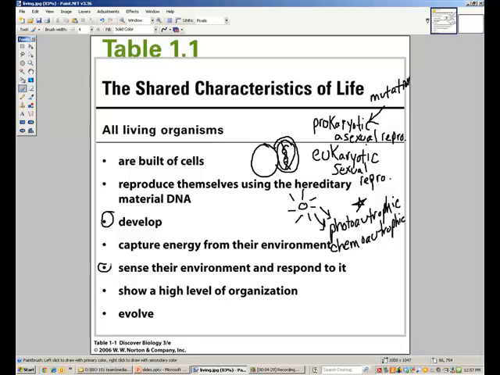Another characteristic is to sense the environment and respond to it. That's something that even a primitive prokaryotic cell can do: sensing chemicals, being able to learn from certain chemicals, and evolving even things like behaviors in response to chemicals. We're going to talk about antibiotic resistance in class, and some prokaryotic adaptations to that. And of course, eukaryotic cells can do this too.